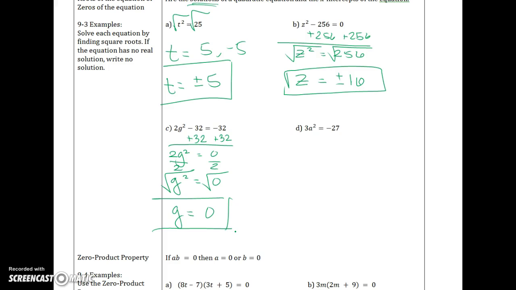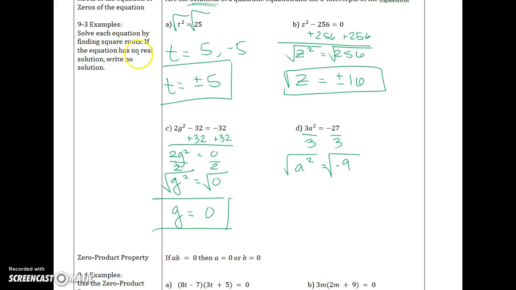Okay, part D, isolating the variable, dividing by 3. I have a squared equals negative 9. Square root and square root, and I have a problem here, Houston. I cannot, it's not legal, not yet anyways, to take the square root of a negative number. So this has no real roots.